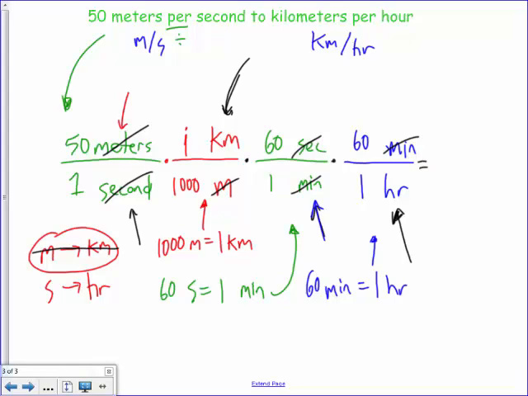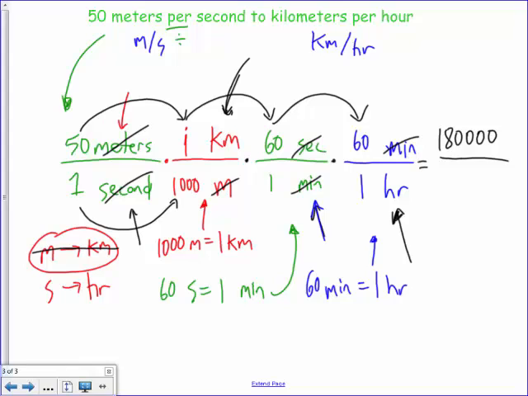And then how do we do this again? Yep. All the tops times each other. These are all fractions, right? So 50 times 1 times 60 times 60. And that would give us 180,000. Good. So that's all my tops times the other. And then I got 1 times 1,000 times 1 times 1. That's nice and easy. That's just 1,000.